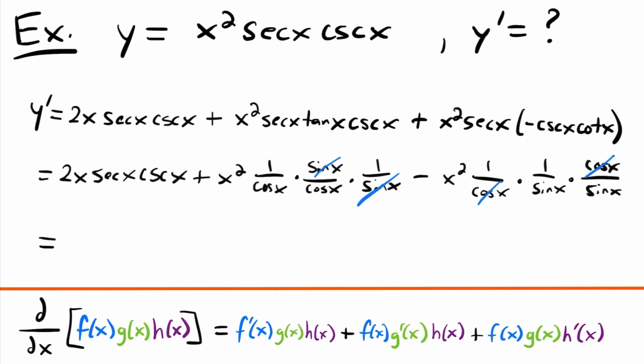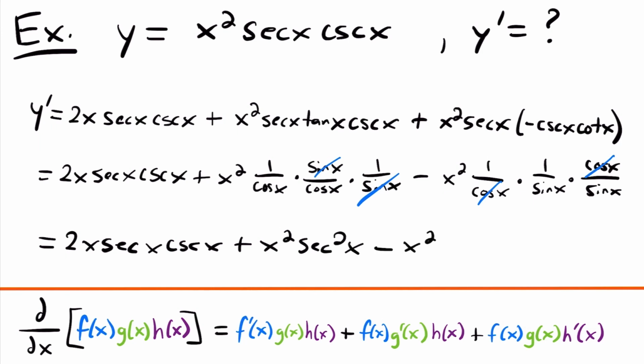So this will be equal to 2x secant x cosecant x plus x squared multiplied by secant squared x, and then minus x squared times cosecant squared x. And that would be our answer to this derivative.